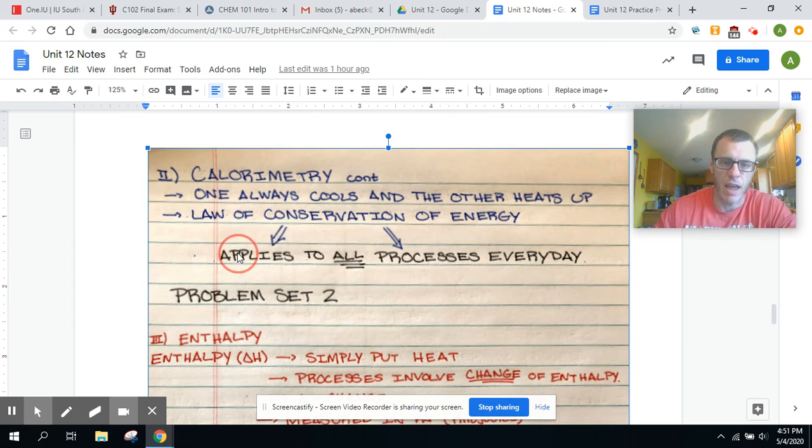So this applies to everything, to all processes every single day. The law of conservation of energy. This is like the end all be all. We will go through enthalpy and bond calorimetry in the next video.